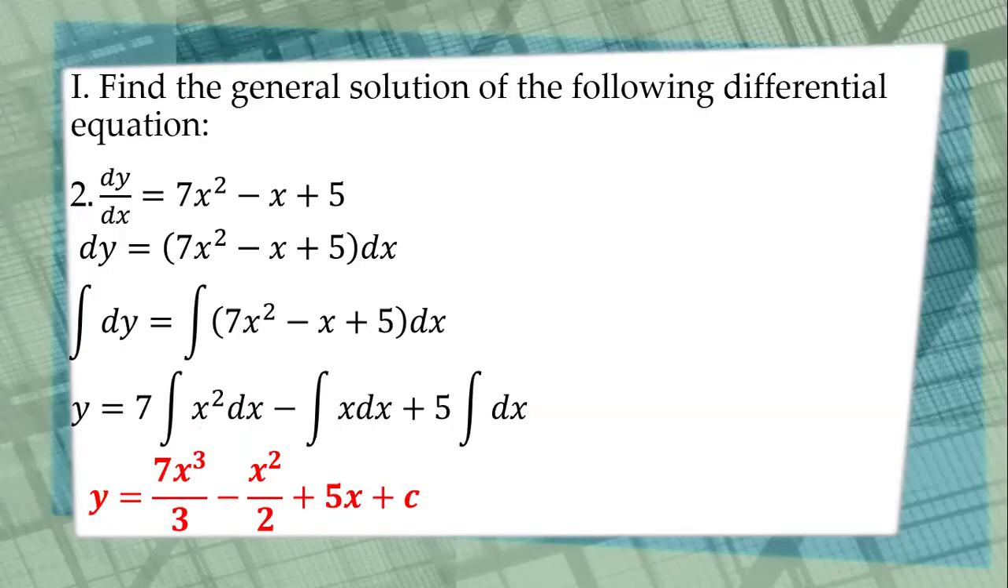So I hope you understand this one. Notice that we are only answering the general solution. So we're only applying step number 1 and step number 2. We are not yet on the particular solution. Let's have the third example. Let's have dy over dx is equal to 9xy.